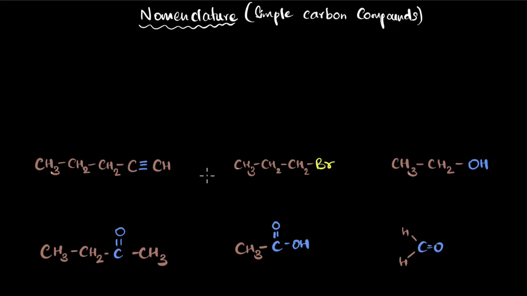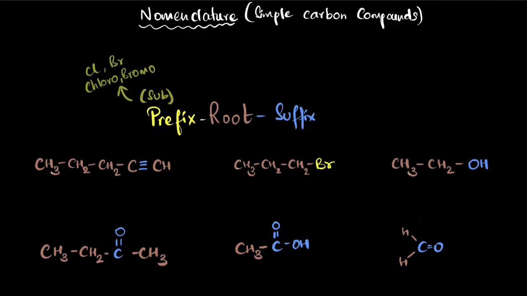Let's explore how to name simple carbon compounds using IUPAC nomenclature. Here's the rule. The name can be divided into three parts. You have the prefix, root word, and the suffix. The prefix is usually a substituent group. If you have, for example, chlorine attached, then you will start with chloro. If you have bromine, it has bromo. Similarly, you might have iodo or fluoro and other substituent groups, but chlorine and bromine are the usual ones.